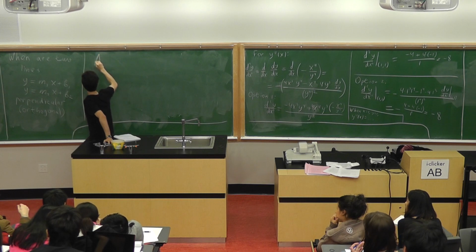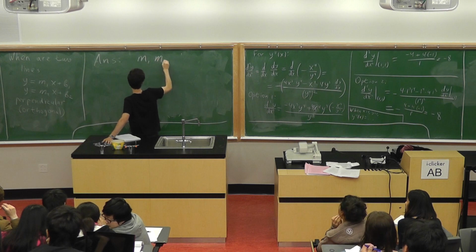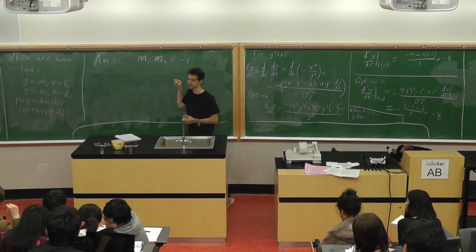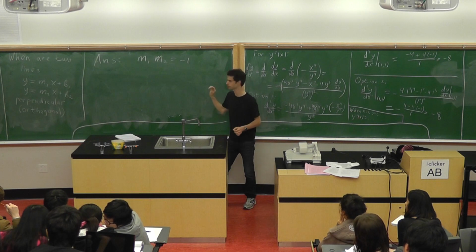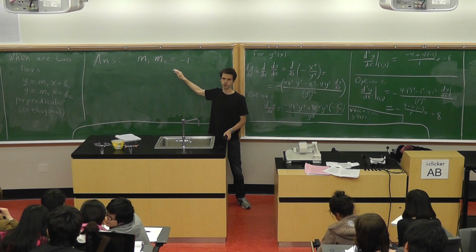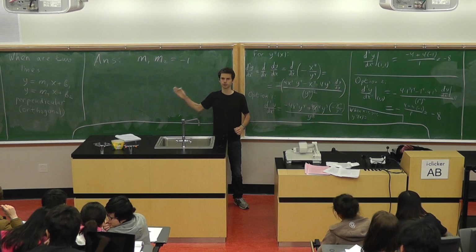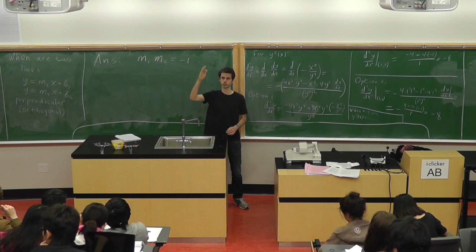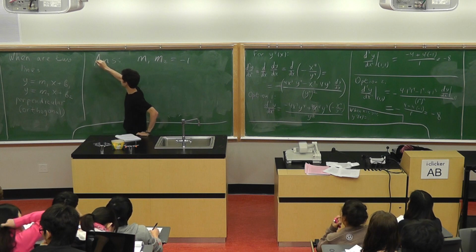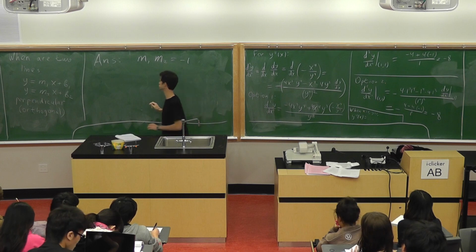Okay, so the answer turns out to be like this: m1 times m2 is -1. So not quite reciprocal, -1. Let me explain this answer. So it turns out, well, naturally, this only depends on the slopes, not on the actual position of the line, just on the slope, on the direction. So the two directions should be perpendicular to each other. Let me explain a little bit why it is true.